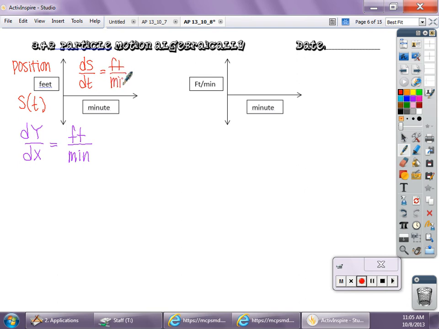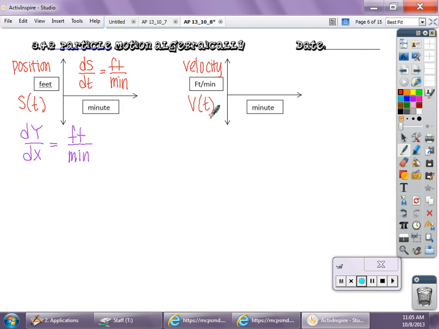So, given what you have, I really could have taken this and said ds dt is feet per minute. Well, feet per minute, where have you seen feet per minute? If you've taken physics, where have you seen feet per minute? What does that measure? Velocity. Yeah, it measures velocity, which is also known as v of t.